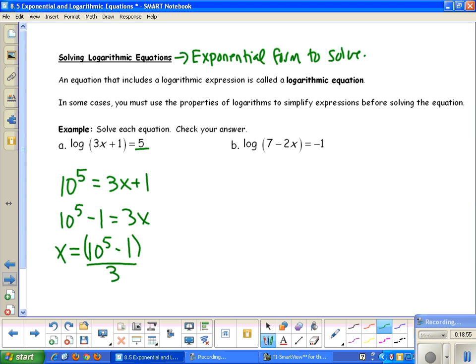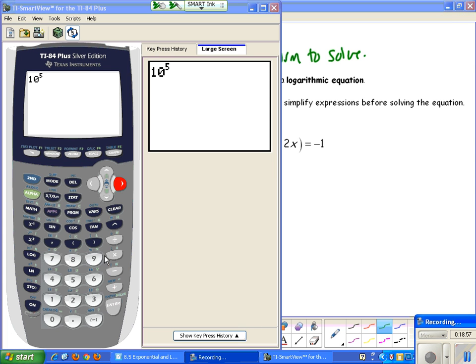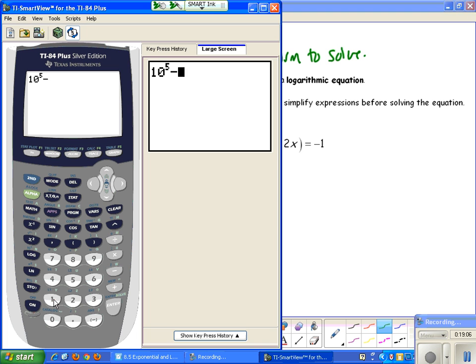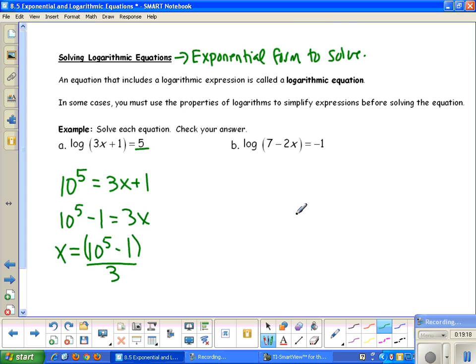And I can just plug this into my calculator. So if I do this, I have 10 to the 5th, and then I'm going to subtract 1. Enter. And then I'm going to divide that answer by 3. And that gives me my solution, 33,333.